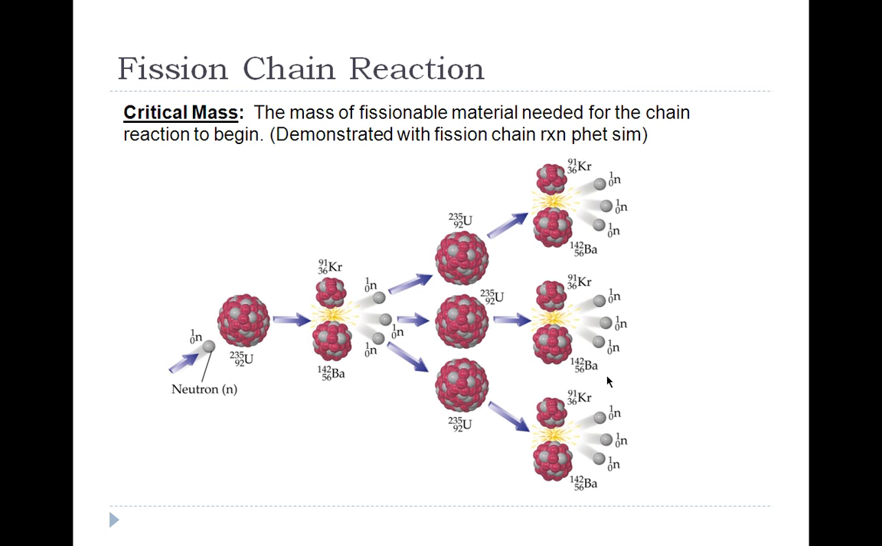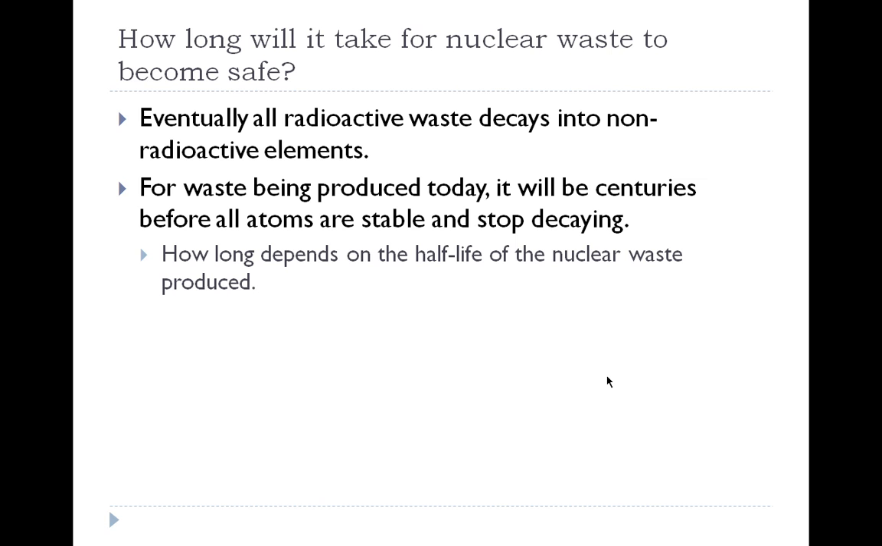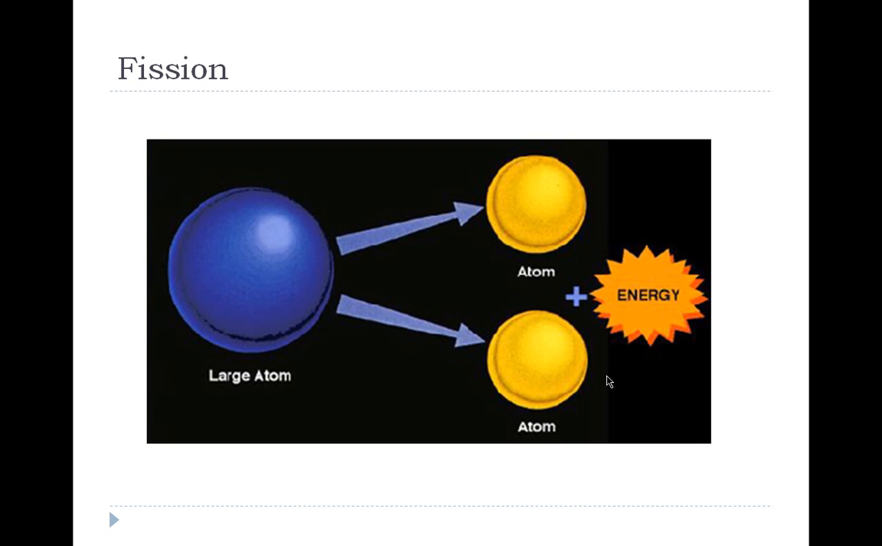Now, let's talk once again about a fission chain reaction. There is this thing called critical mass, and that's the mass of fissionable material needed for the chain reaction to begin. That's when you actually end up with a type of reaction that would create a nuclear explosion. All right, so how long will it take for a nuclear waste to become safe? Eventually, all radioactive waste decays into non-radioactive elements. For waste being produced today, it will be centuries before all atoms are stable and stop decaying. How long depends on the half-life of the nuclear waste produced.